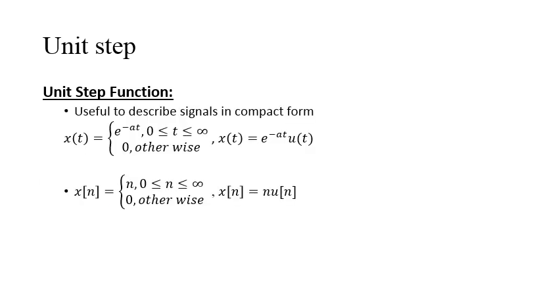So step function is very useful to describe the signals in compact form. We can write many other signals in terms of step function, right? So for example, we have a signal x of t equals e power minus t. For this range, you understand this is the mathematical description for this signal, right?